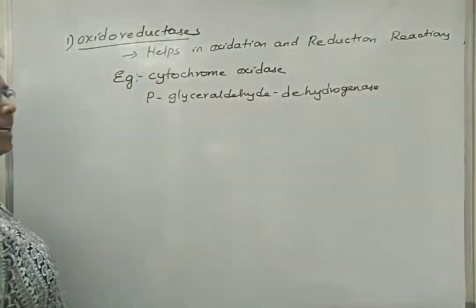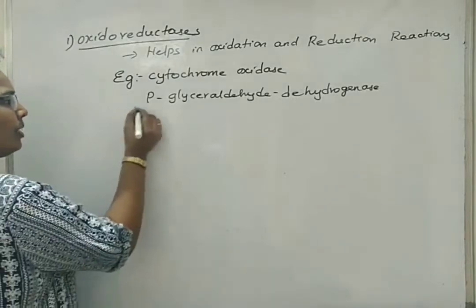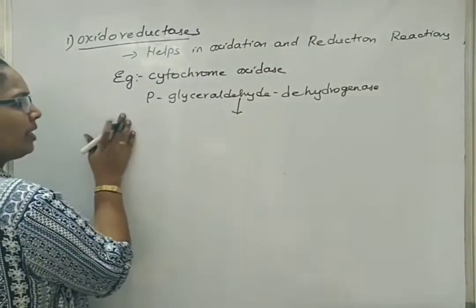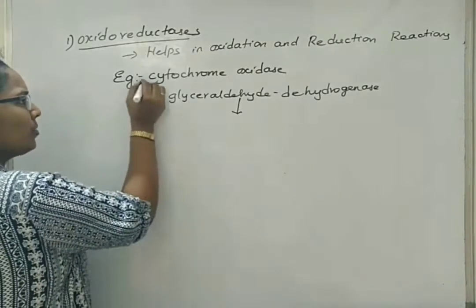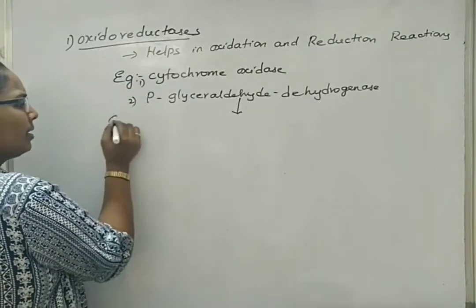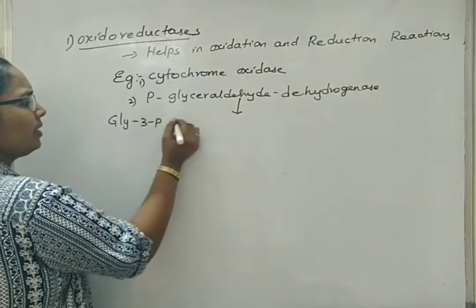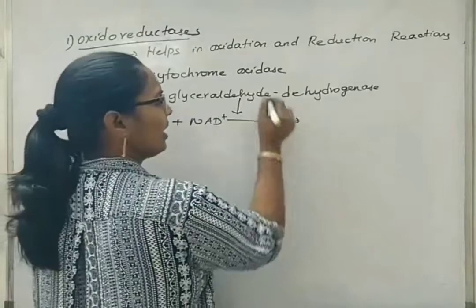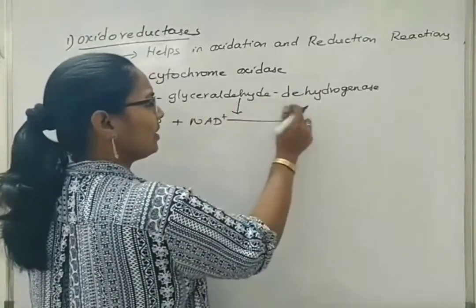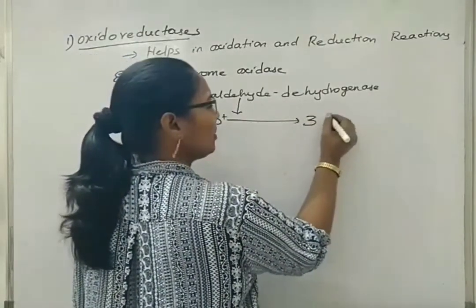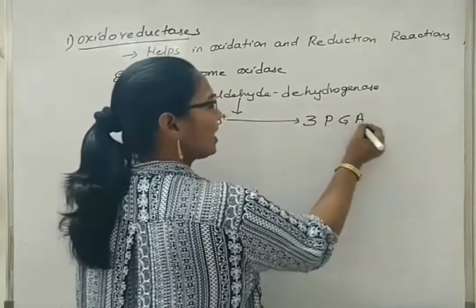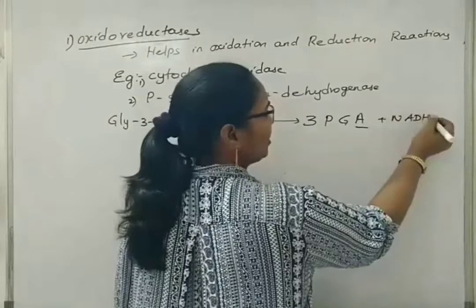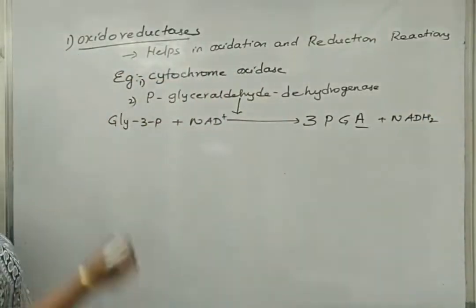This converts the aldehyde form into the acidic form. Here we can take a step where this enzyme is involved. Glyceraldehyde 3-phosphate, in the presence of NAD plus and the enzyme phosphoglyceraldehyde dehydrogenase, is getting converted into 3-phosphoglyceric acid, the acidic form, plus obtaining of NADH2. This is one example.